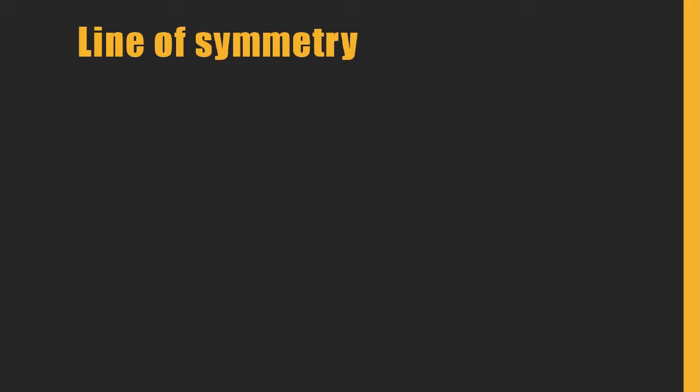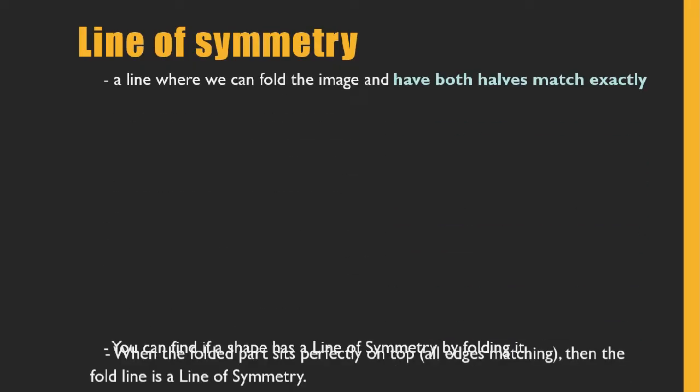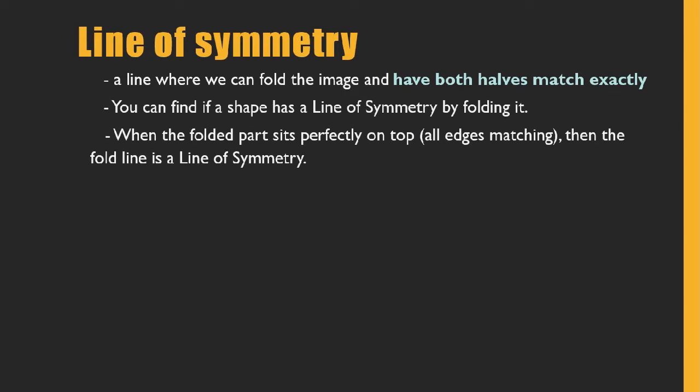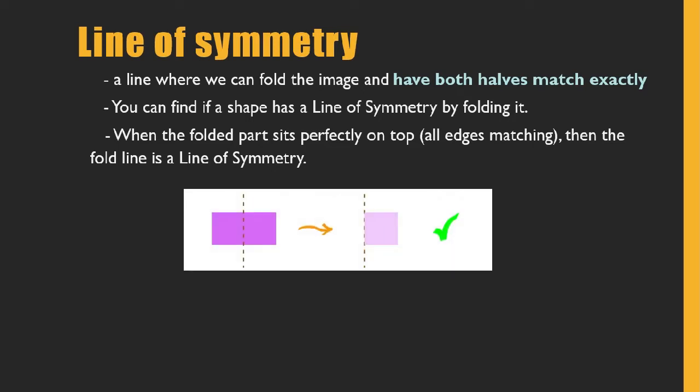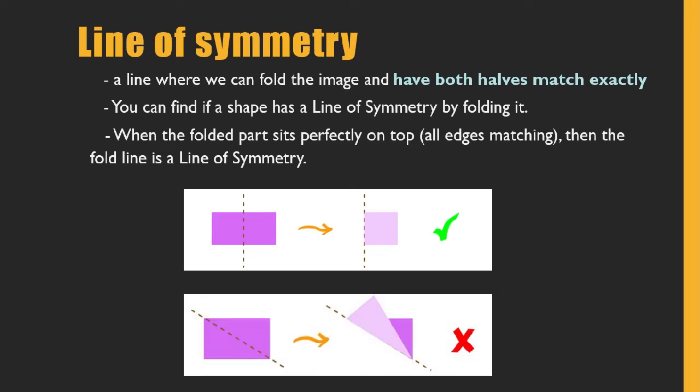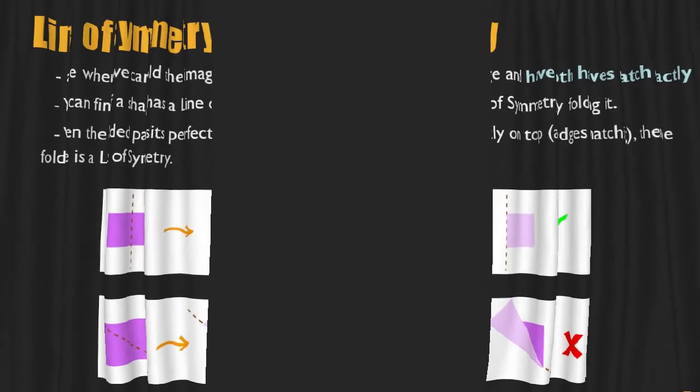Line of symmetry means a line where we can fold the image and have both halves match exactly. So I can find if a shape has a line of symmetry by folding it. So when I fold the picture or the shape in two parts that match exactly, this means I have a line of symmetry.